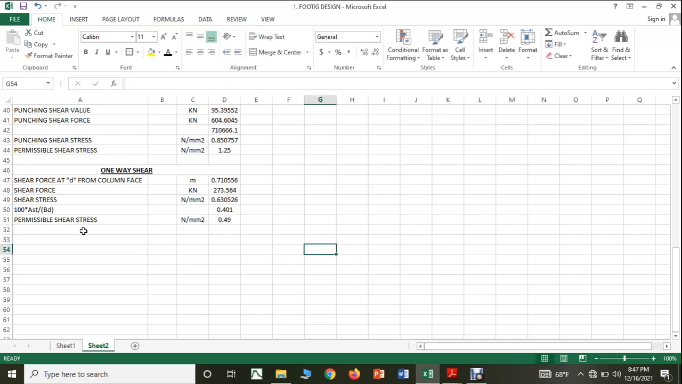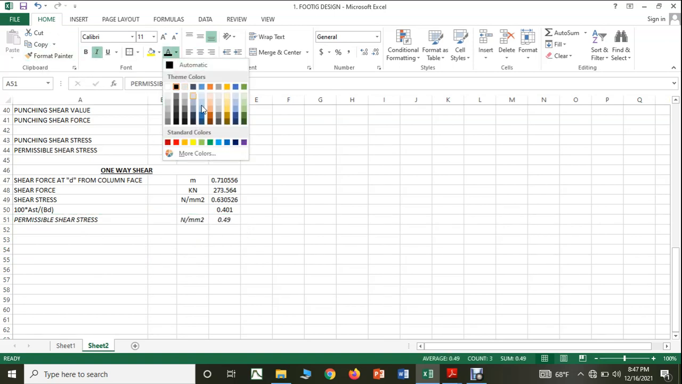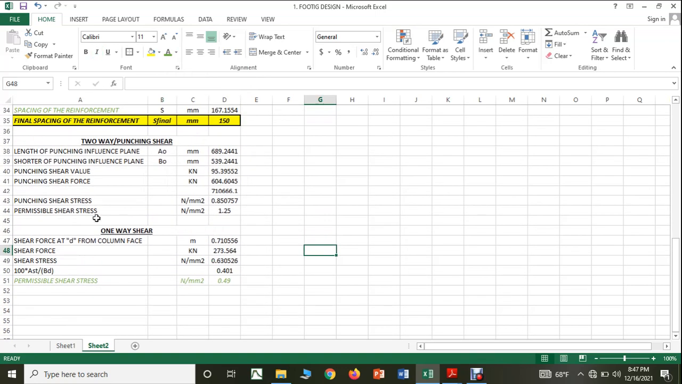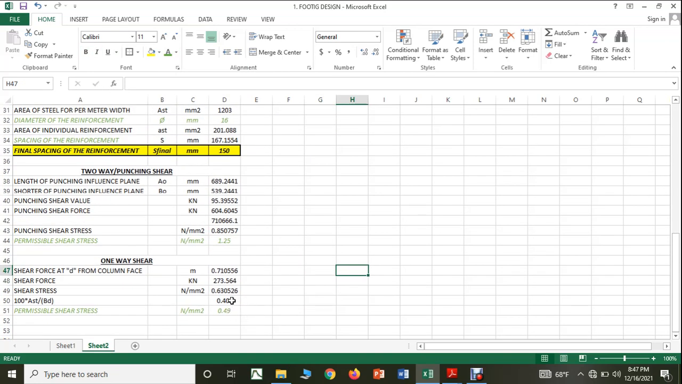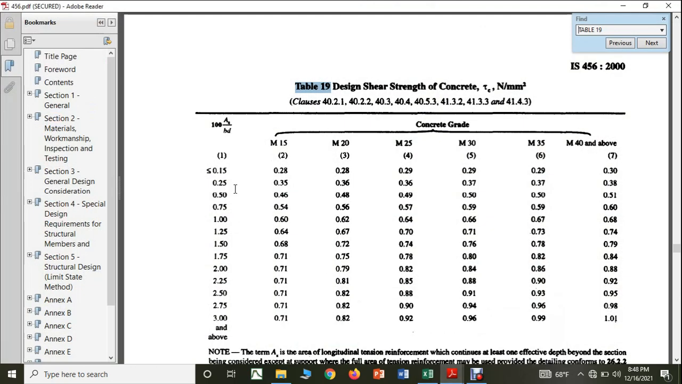You can see now, this is my entered value, I have to enter this, so let me make this green. Even here also I have to enter the permissible shear stress. It is not a value obtained, it has to be entered. Your permissible shear stress should be higher than your shear stress. You can see it is not higher, right? It means it is going to fail. So what you have to do is increase your depth of the footing. To be frank, when you do the interpolation you will get the answer, right?